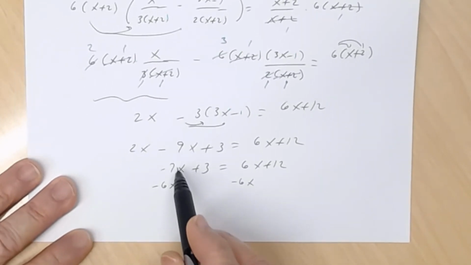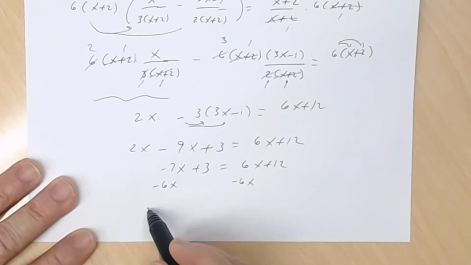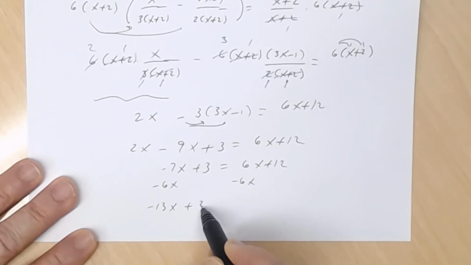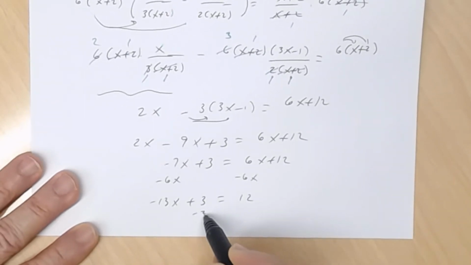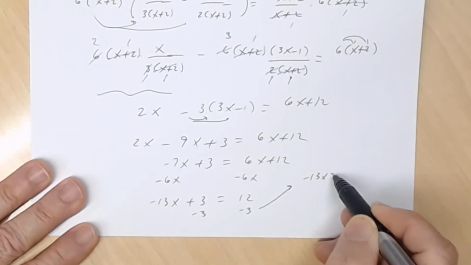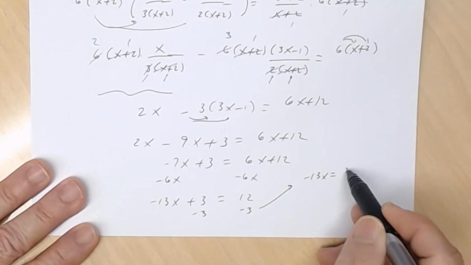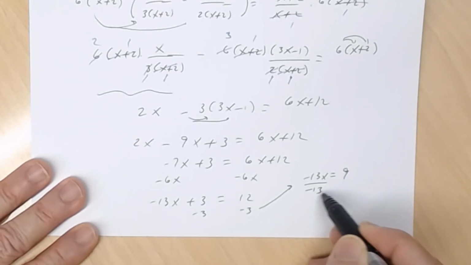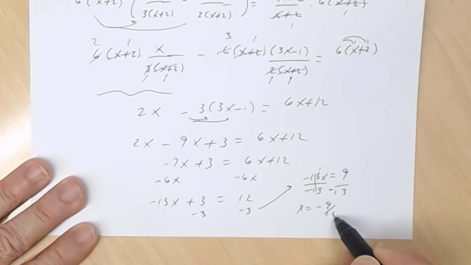And so I get negative 7x and a negative 6x is a negative 13x plus 3 equals 12. Subtracting 3, I get negative 13x equals 12 minus 3, which is 9. Divide both sides by negative 13. I get x to be negative 9/13.